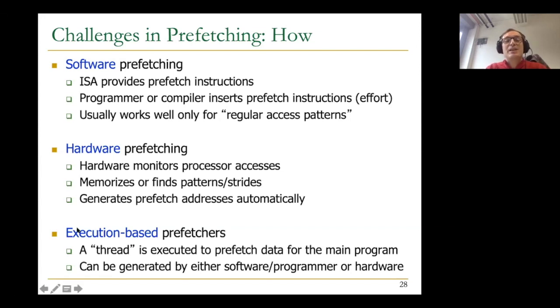And there are other execution-based prefetchers that are also interesting that we will talk about. But again, you can see that this could be done in software, purely in hardware like run-ahead, and in a cooperative manner as well. So the how part is also very interesting, as you can see, because this is also a place where you can exercise your creativity. And clearly, you're bound by different trade-offs depending on how you do the prefetching.